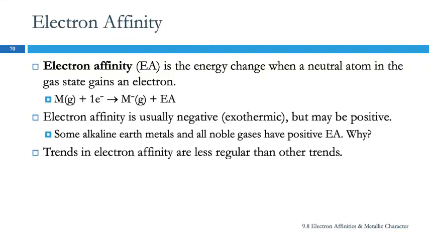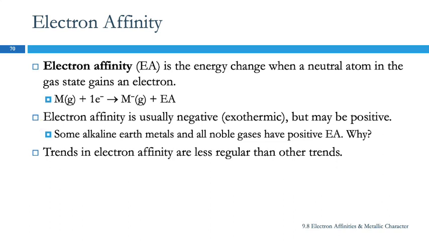Electron affinity is kind of the opposite of ionization energy. So this isn't losing an electron, it's gaining an electron. And we don't say it's the energy cost, we say it's the energy change when a neutral atom becomes an anion, when it gains an electron. Electron affinity is usually negative, exothermic.